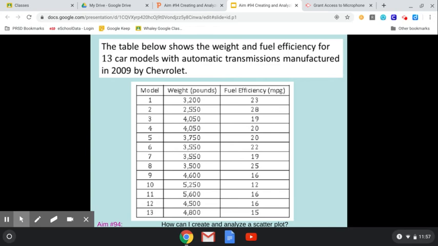And just by the way the table is set up, I'm going to put weight on the x-axis and fuel efficiency on the y-axis. Now, to be honest with you, it really wouldn't matter if we switched those around. But to be consistent, so all of our graphs look the same, let's put weight on the x and fuel efficiency on the y. Okay, I'm now going to go to my next screen, which has graph paper.